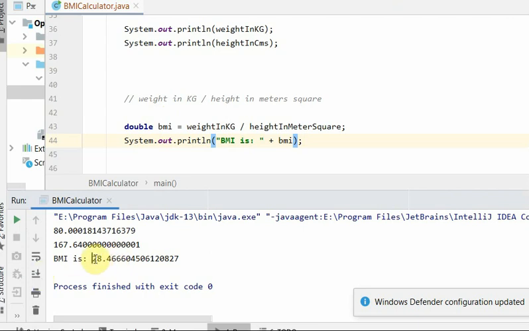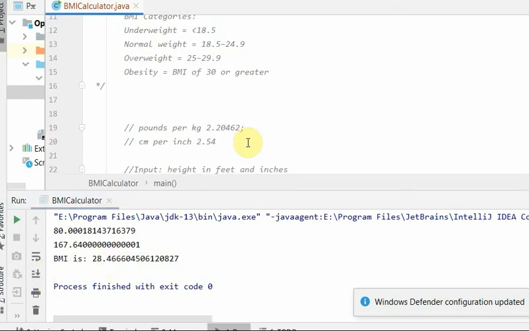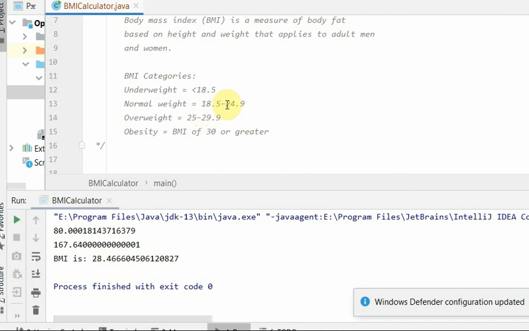Let's look at the table to see where it stands. Okay, here is the table. So it's in this range. Oh, that's overweight. That means I'm overweight. It's about 28.46. I need exercise.